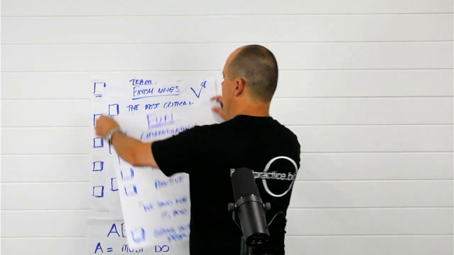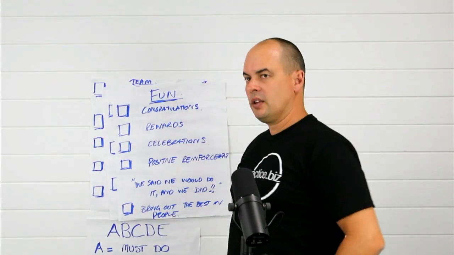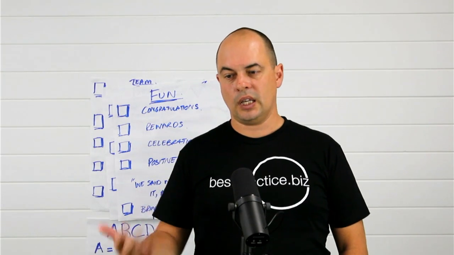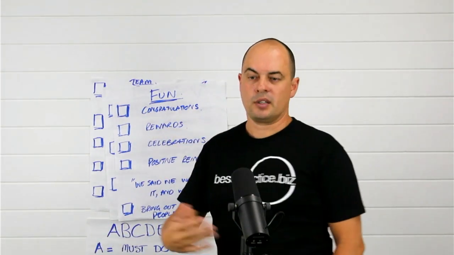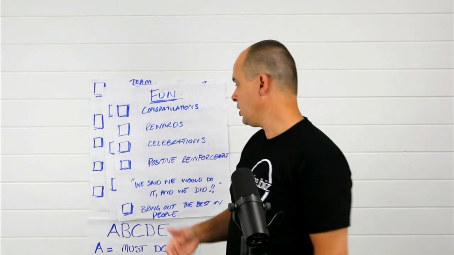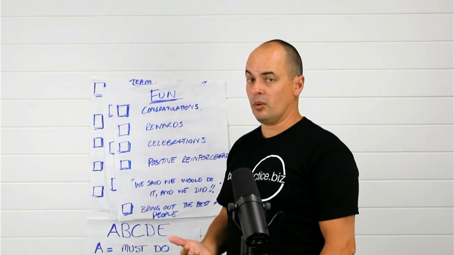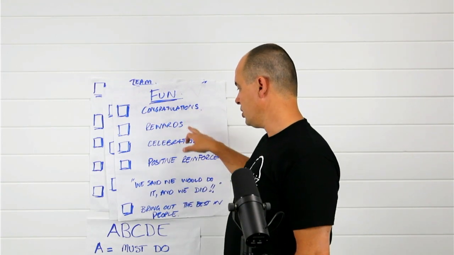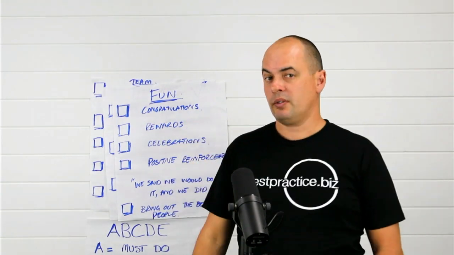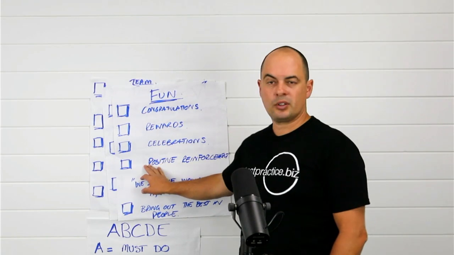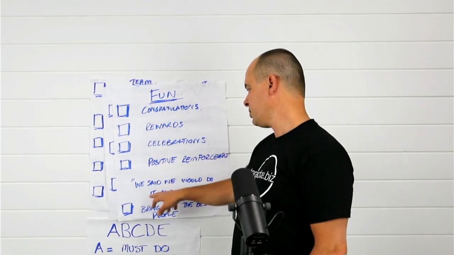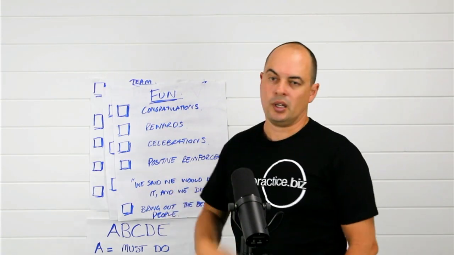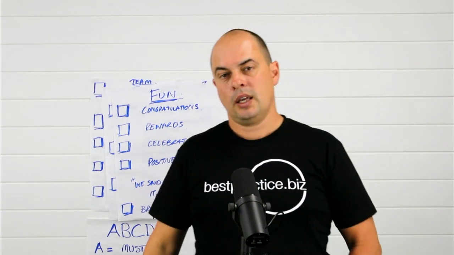Okay, and then obviously fun. So the last one is rating yourself on a scale of 0 to 10 as a leader, as a manager, as someone in business, about congratulations and how often you do that congratulations. I haven't given it credit, and it's something that we're going to improve on here at Best Practice. Rewards, celebrations, and positive reinforcement. I think we're good at positive reinforcement. I'd probably give us a 6 or a 7 at positive reinforcement. And then we said we would do it, and we did it. That's something that we've got to start working on here at Best Practice.